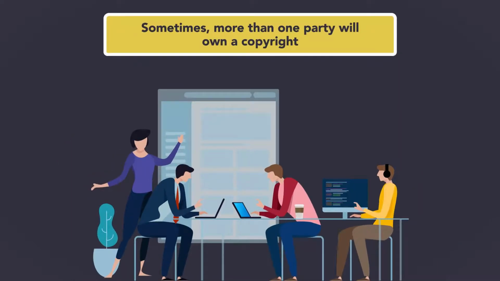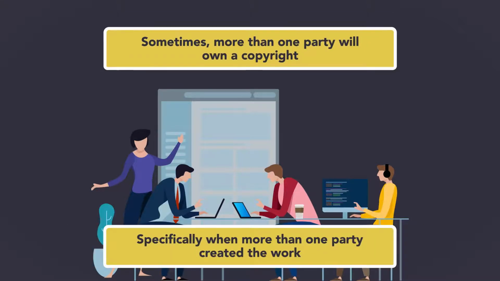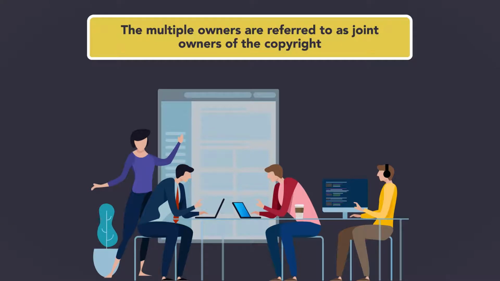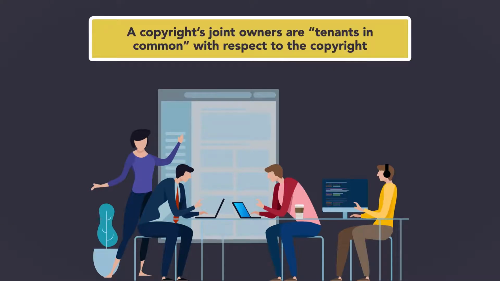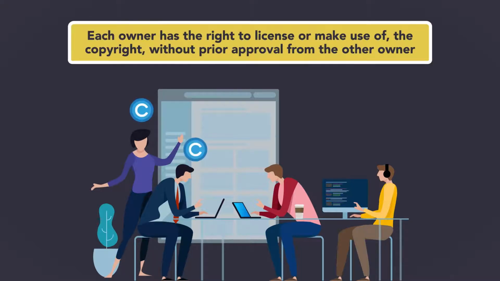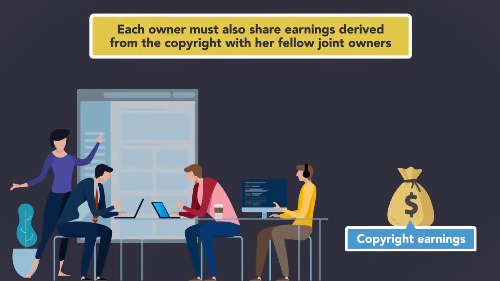Sometimes more than one party will own a copyright, specifically when more than one party created the work. The multiple owners are referred to as joint owners of the copyright. A copyright's joint owners are tenants in common with respect to the copyright, meaning that each owner has the right to license or make use of the copyright, without prior approval from the other owner. Each owner must also share earnings derived from the copyright with her fellow joint owners.